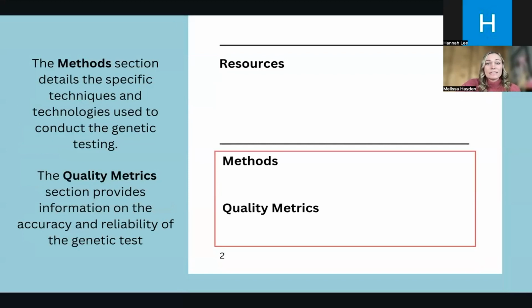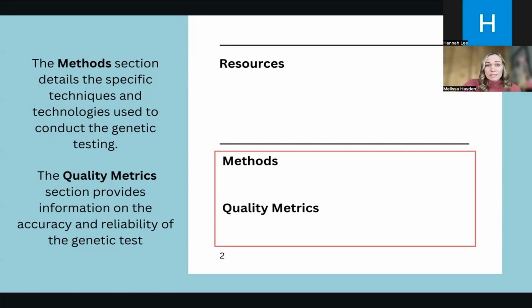The methods section details the specific techniques and technologies used to conduct the genetic testing. This could include information about whether next-generation sequencing or microarray was used, as well as the specific approach for analyzing the genes in question. This section helps provide transparency about the testing process, ensuring that the methodology used is appropriate for the condition being studied and that the results are reliable.